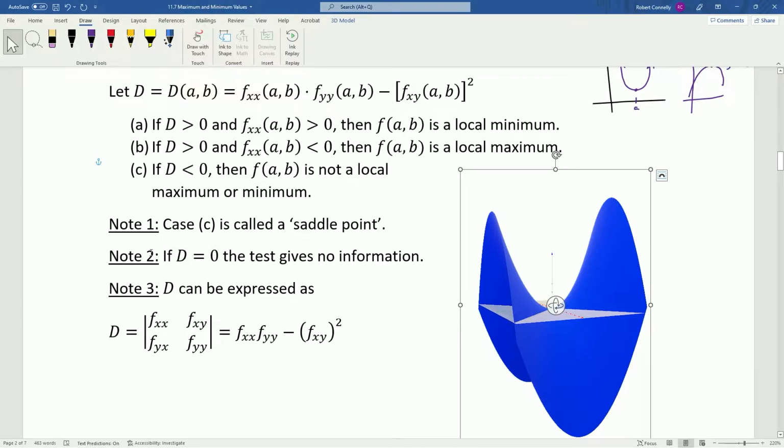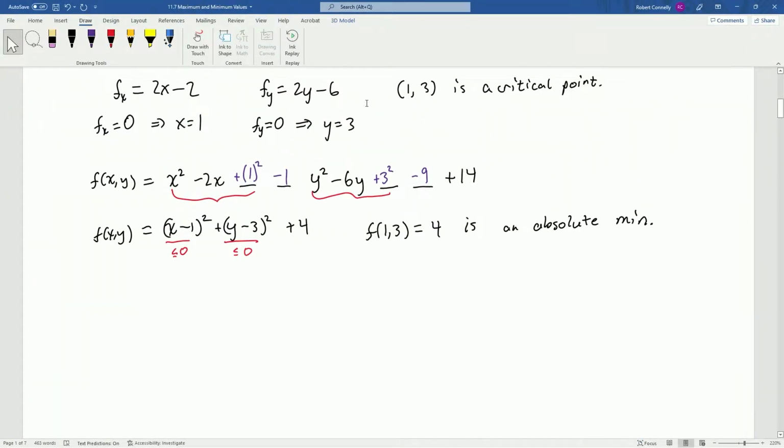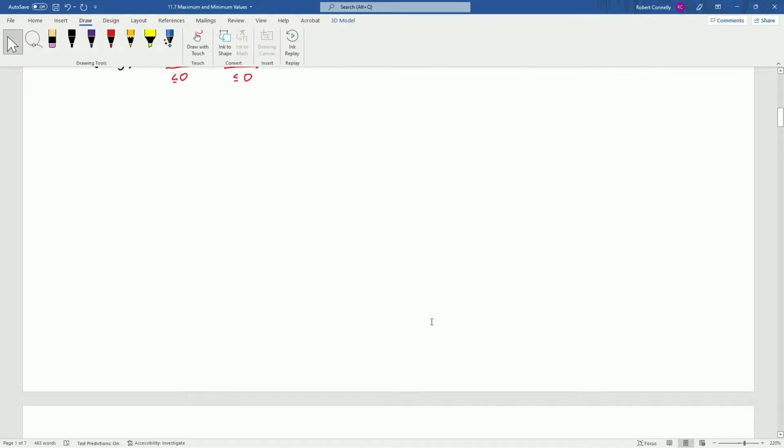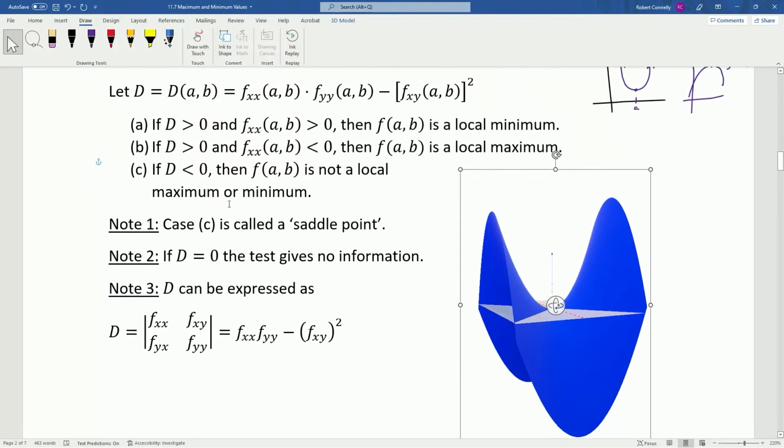Now, an extra note here is that if D is equal to 0, the test gives no information. So you can't conclude anything, and you're going to have to take some other sort of approach, like we did in this first problem, maybe. Completing the square is the kind of approach you could take there. But yeah, that only happens if D is 0. If D is not 0, then you can go ahead and use the second derivative test.